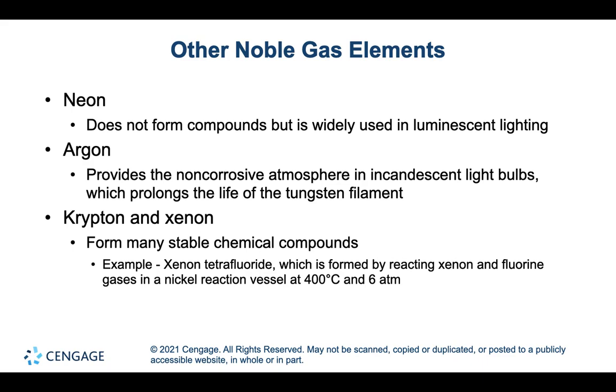Neon, its main use is neon lighting. You pass electricity through neon, you get this nice red-orange glow, which can be used in fancy lights. Argon also used in lighting, but previously, before some of the newer light bulbs, it was used in the incandescent light bulbs because it would prolong the life of the tungsten filament, that little wire that would glow. The argon, because it was unreactive, would not let that tungsten form corrosion on it, which would weaken it. Krypton and xenon form a few stable compounds, but generally are considered low reactivity.